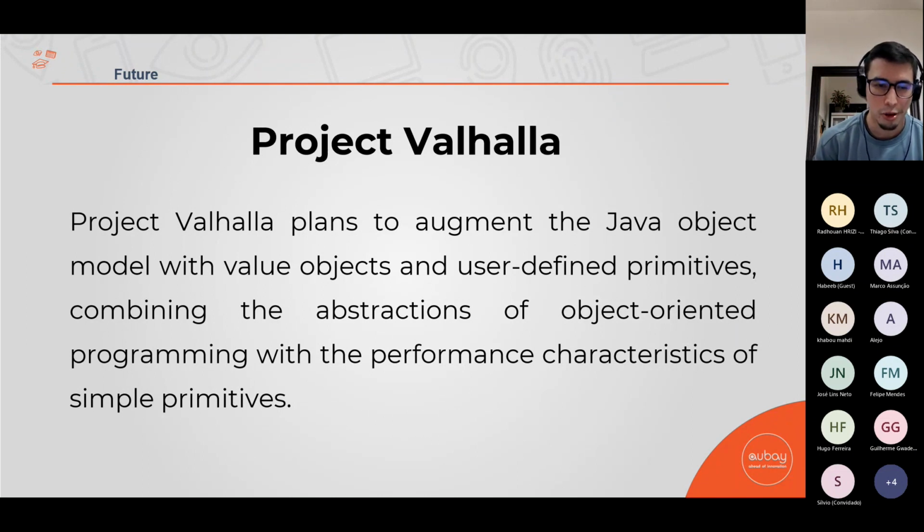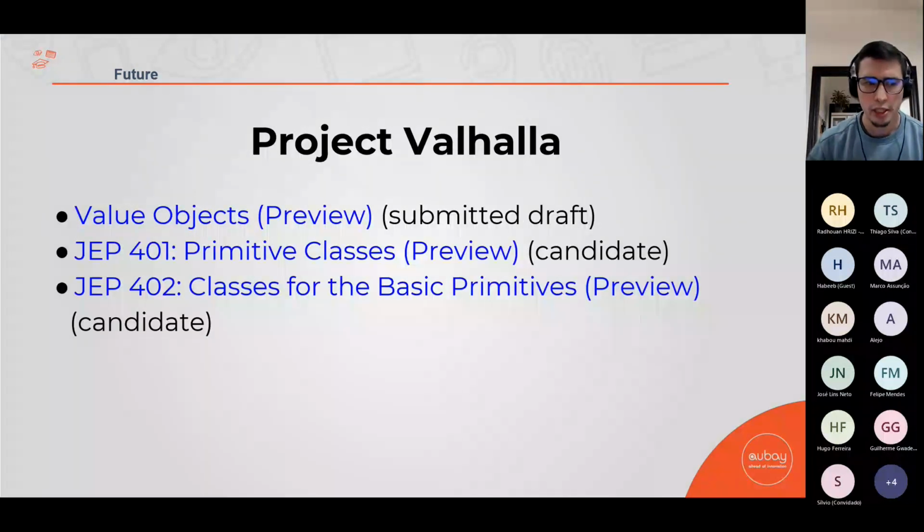I like this name and also the project because this idea is amazing: trying to have the performance characteristics of primitives combined with OOP. This is being done by these JEPs and also the value object, which is a preview submitted draft. We don't have a JEP for that yet, but we have this primitive class done by JEP 401 and 402, which is the class for the basic primitives.